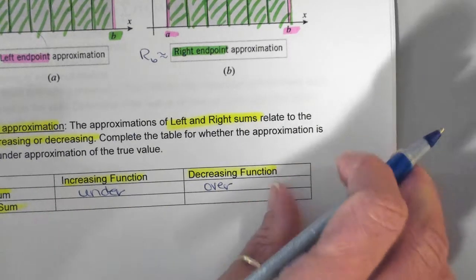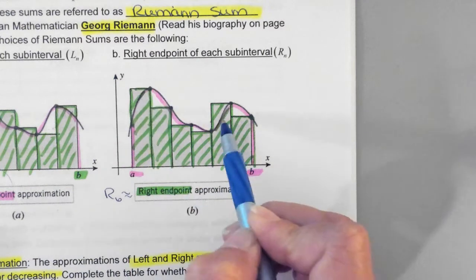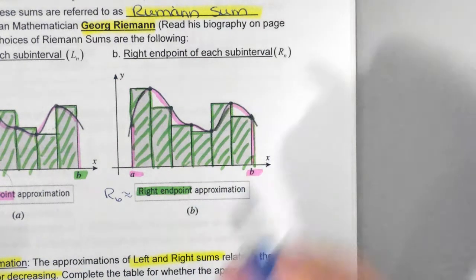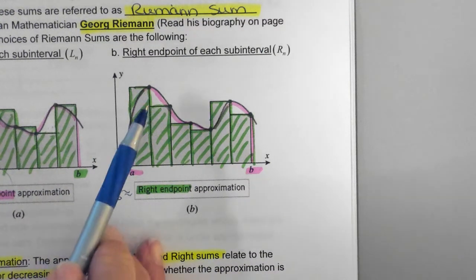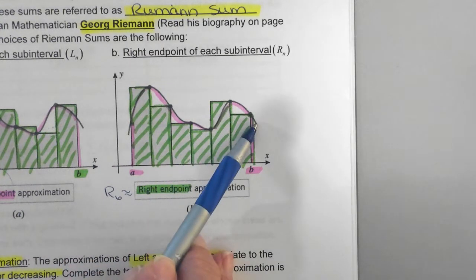Okay, let's look at the right sum. Increasing function. Take a look where the function is increasing. What can you tell me? Over or under? Over. Okay, and then what about where I'm looking at the right sum decreasing? Decreasing. Under approximation.